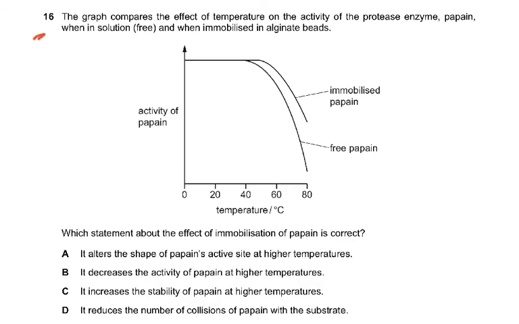Now, question number 16. The graph compares the effect of temperature on the activity of the protease enzyme papain. So this is the free papain and this is the immobilized papain. You can see the immobilized papain, what is happening to it. The free one starts to decrease at this temperature, but the immobilized one continues working. It has continued to work, so it is going through a higher temperature. You can see the temperature here.